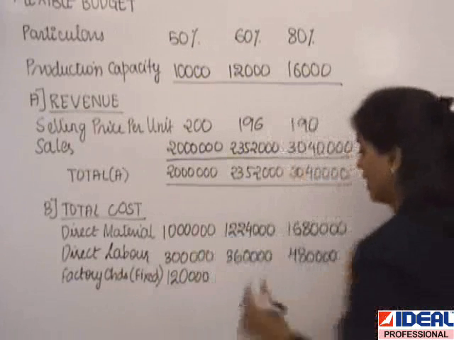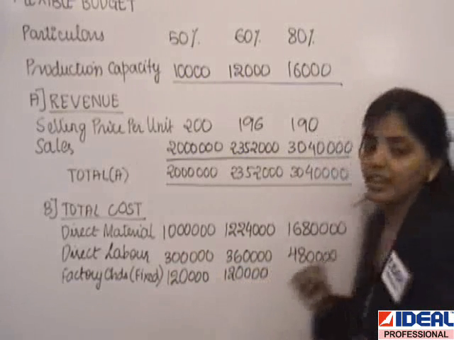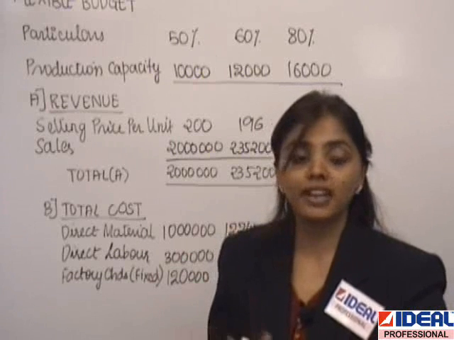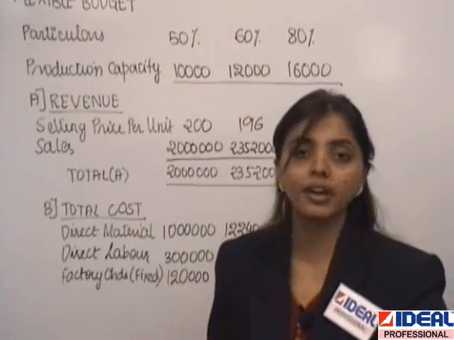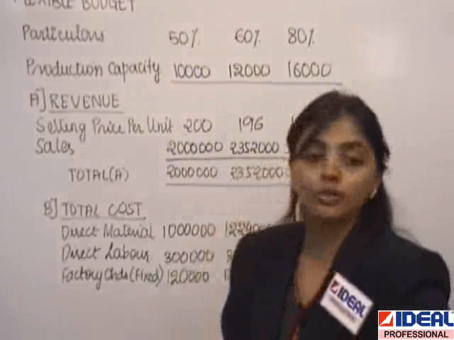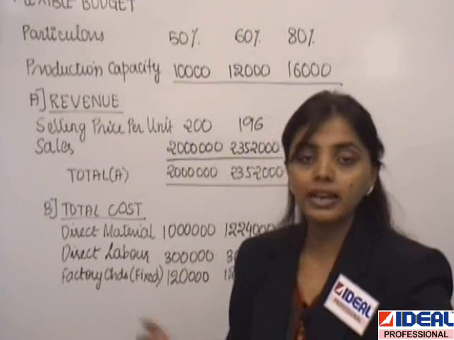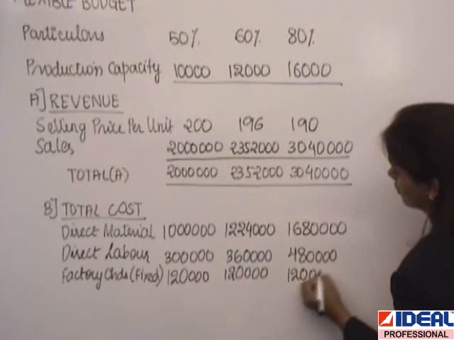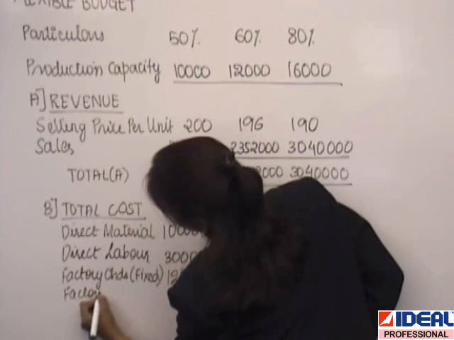Okay. So as you all say, I accept that 1,20,000 is correct, and I hope you have understood why it is 1,20,000. Fixed overheads remain fixed irrespective of the production capacity. Whether it is 10,000 units, 12,000 units or 60,000 units. Is that clear? 1,20,000 is the correct answer at all the levels.